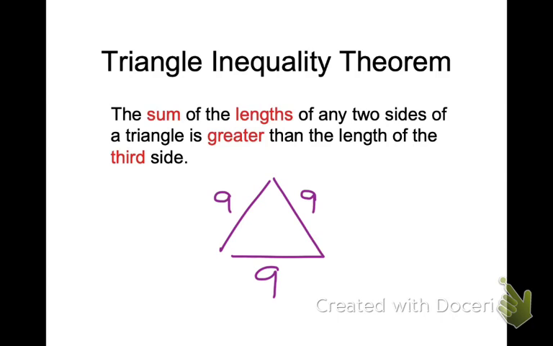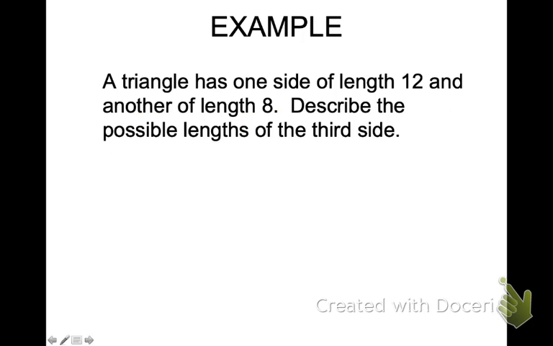9 plus 9 is 18. That's greater than 9. 9 plus 9 is 18. That's greater than 9. So that means that I can make a triangle with dimensions of 9 by 9 by 9, whatever the units might be, inches or feet or meters. So we're going to be asked a question that may look like this, where it says a triangle has one side length of 12 and another side length of 8.